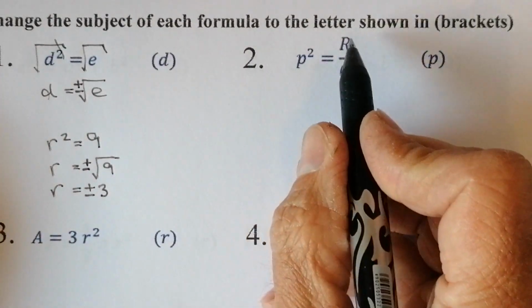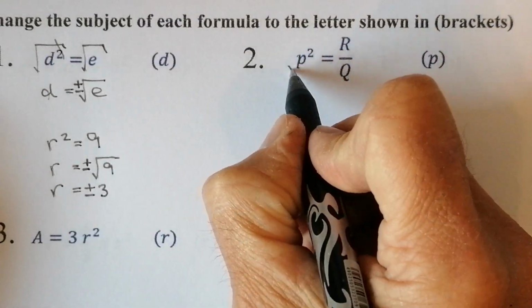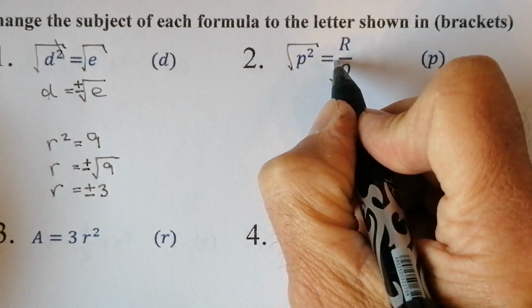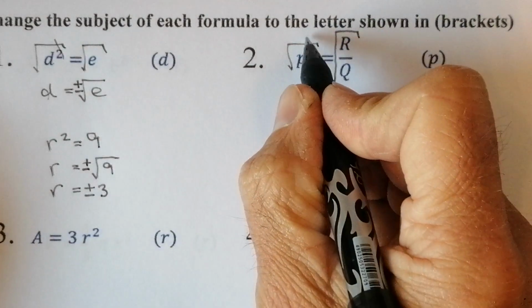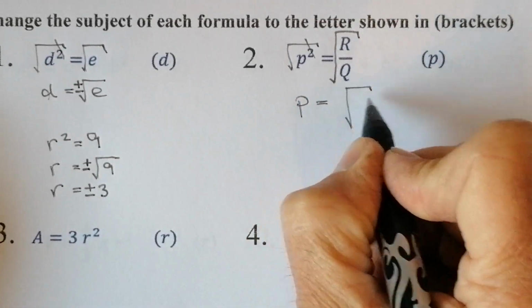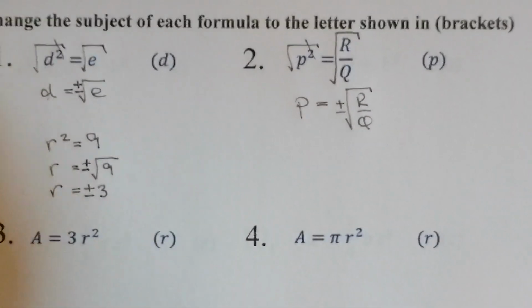So I've got p squared is equal to r over q. I'm going to change it to p. So quite simply, I'm going to take the square root of each side. When I take the square root of the right side, it must be everything, and my square root must cover everything that's there. The square and the square root cancelling out. P is equal to square root of r over q, and it's a positive and negative answer.